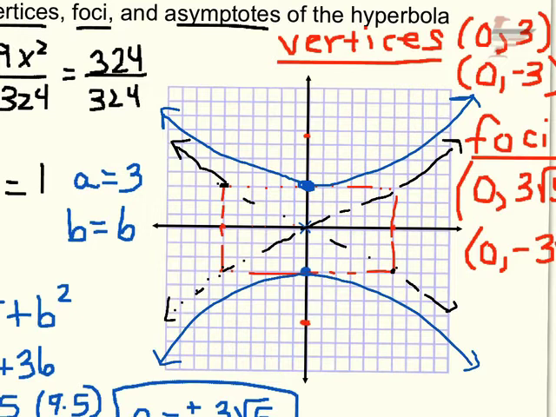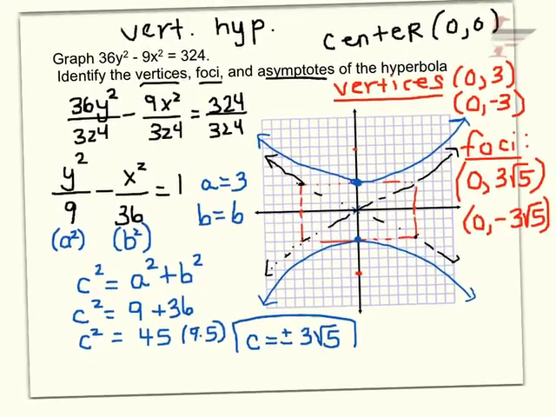So let me state that again. You know a is the distance from the center to your vertices. Your b value is the distance from your center to the other points, not called covertices. They're just extra points. That makes a nice rectangular region for you, and then you draw your asymptotes from the center to the corners of each of your boxes, and that will give you an idea of the width of your hyperbola branches.